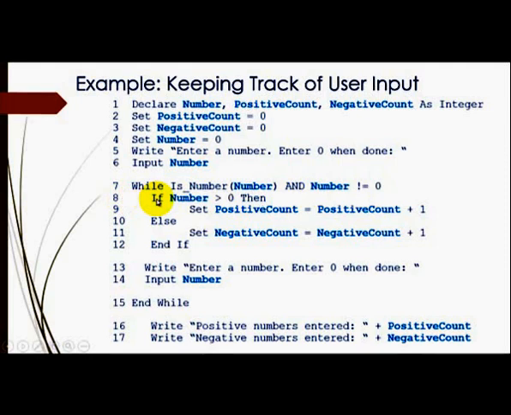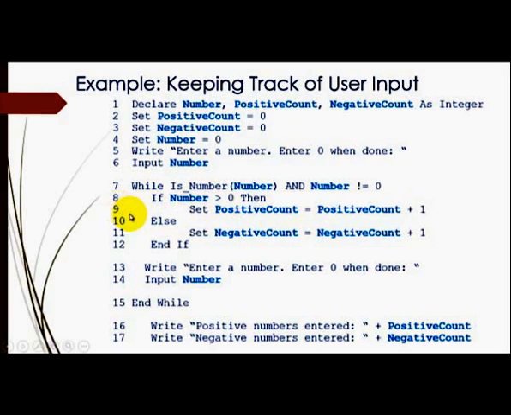So we're going to use our if statement. Our condition here is number greater than 0. So if number is greater than 0, then we're going to increment our positive count accumulator. What we're going to do is take positive count, increment it by 1, and store that value in positive count.